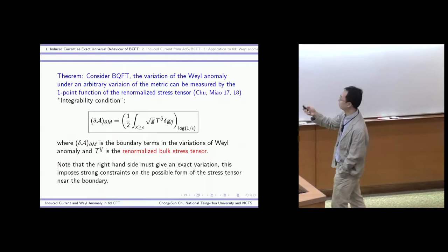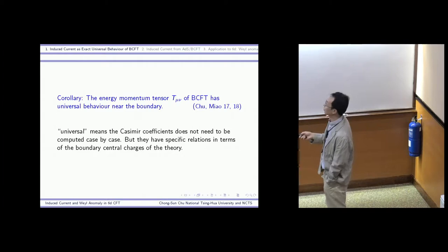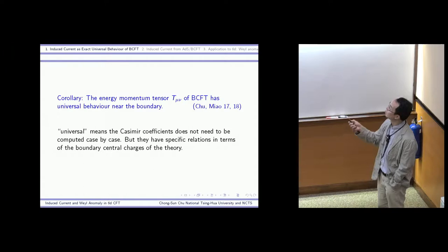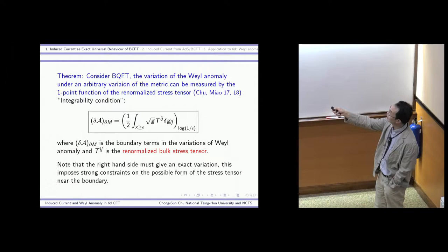The corollary is that we can use that to determine those chi-sigma coefficients in the expansion of the stress tensor via the boundary. I say universal here because this chi-sigma coefficient turns out to be determined completely in terms of the boundary central charge. The left-hand side of this relation contains the boundary central charge because these are boundary anomalies. The right-hand side, in terms of T, contains all the chi-sigma coefficients. So this relation allows one to fix all the chi-sigma coefficients in terms of the boundary central charge. So in that sense, the relation is universal.